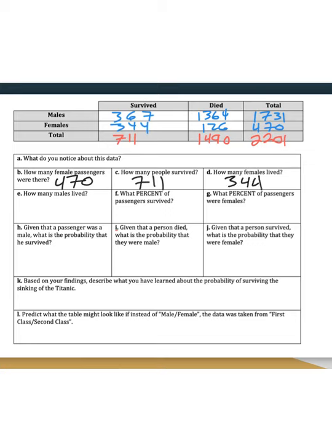How many males lived? Again, that's another joint frequency because we have two categories. We have you being a male and surviving. And we can see that those are going to intersect here at this 367. So our answer is going to be 367.